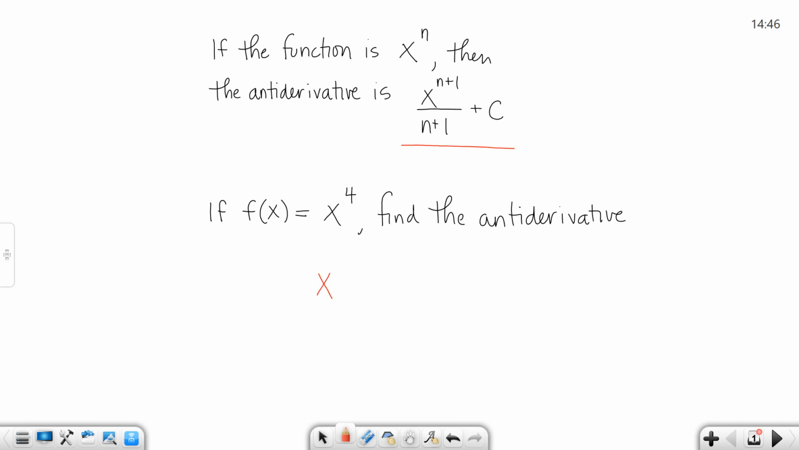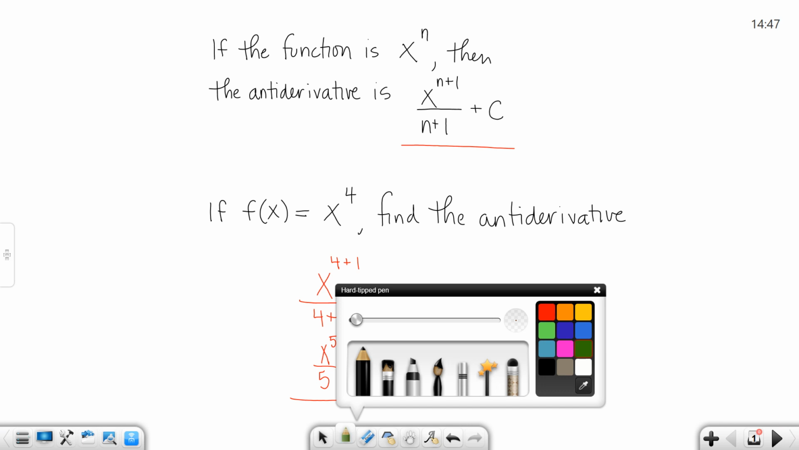Your rule at the top of the page says add 1 to it, 4 plus 1. That exponent is 4 plus 1. You also divide by that, and you throw a plus c on the back, which means plus a constant. I'll explain what the c means on the second slide. So if you simplified this, you'd get x to the 5th over 5 plus c. That is the antiderivative of x to the 4th.